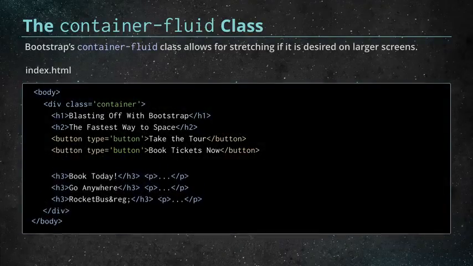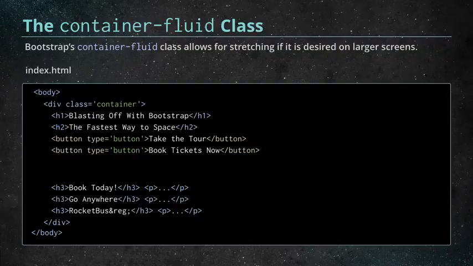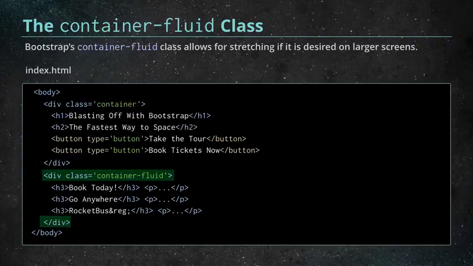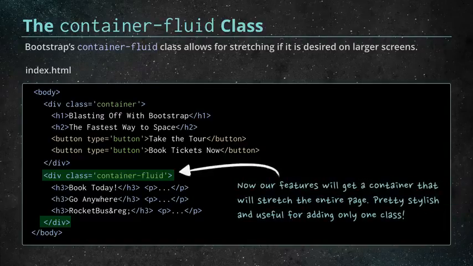So let's take a look at our page again. What if we wanted all of these H3 elements to stretch across the entire page? We would no longer be able to include them within our container element. Instead, we need to create a new div and give it a class of container fluid and move all of our H3s into it. Now, this div will take up the entire page, while our container will be centered in the middle.